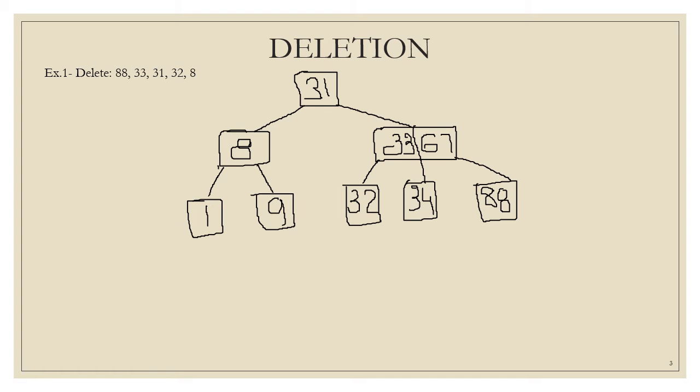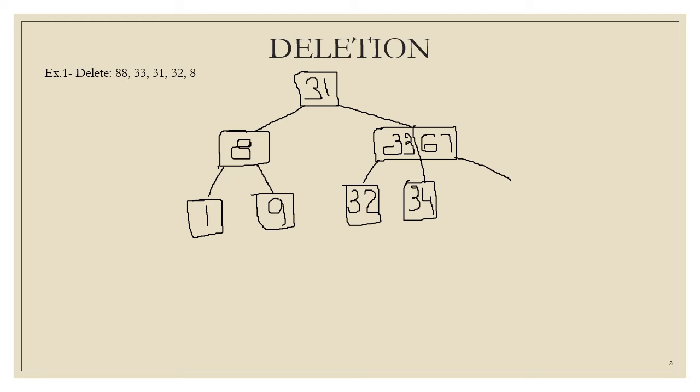So to explain deletion, I would like to take an example through which I'll be explaining it. So the example is 31 will be the root node of the tree. So this is the example that we'll be taking. So now the question says to delete 88.